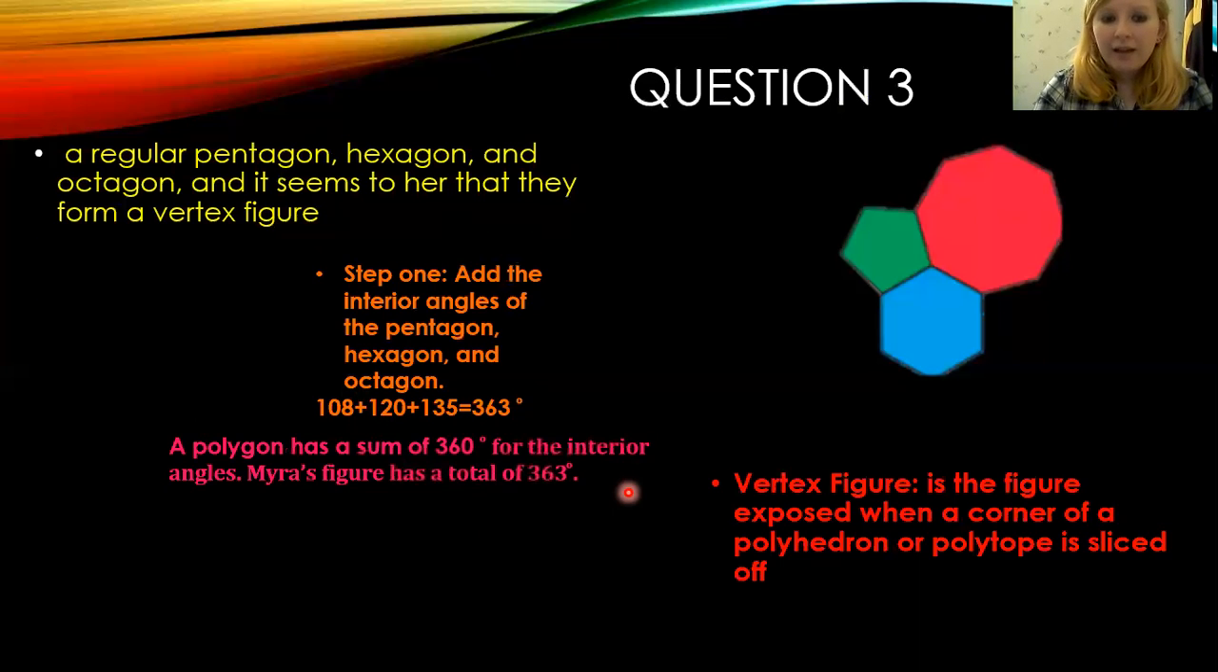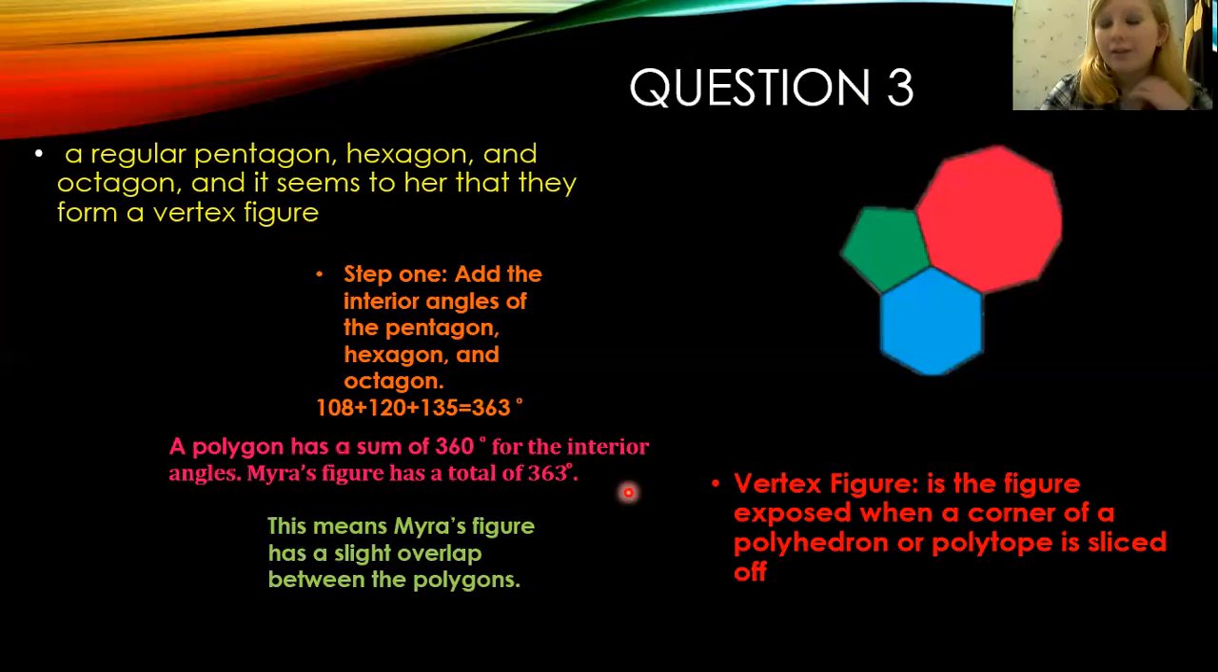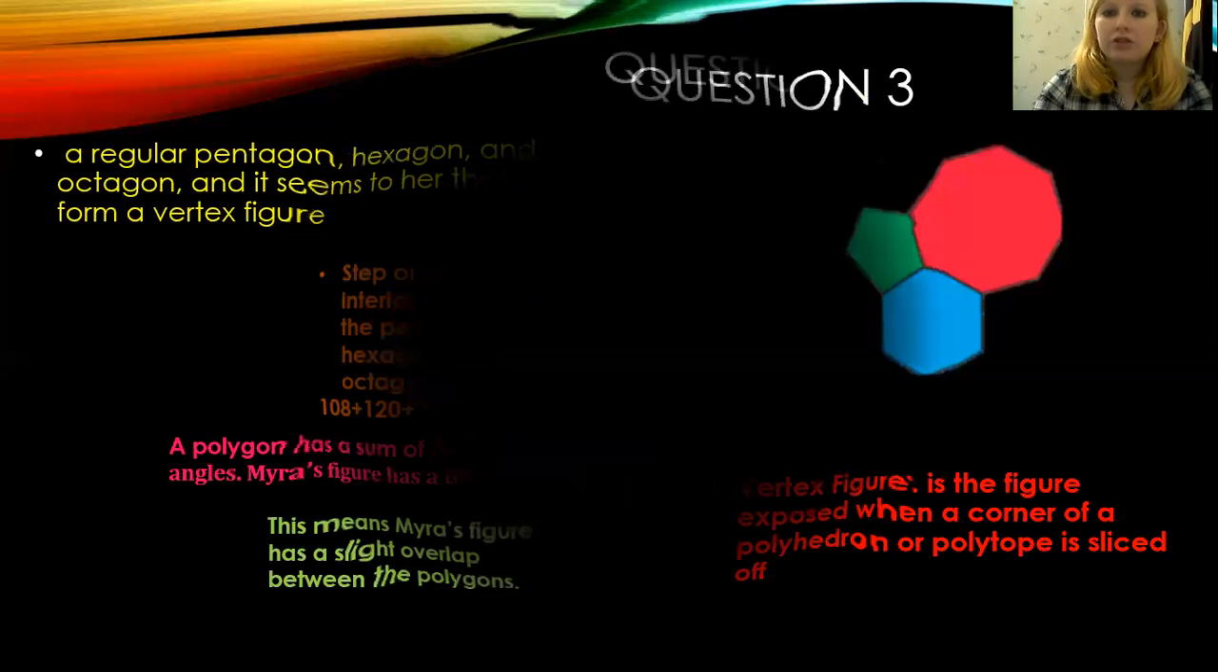Mariah's figure has a total of 363. So that means that there is a 3-degree gap between the original sum of a polygon. That means that Mariah's figure is slightly overlapped between the polygons. So we're going to move on to question 4.